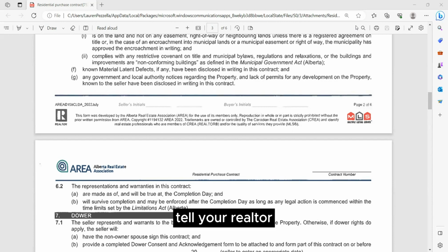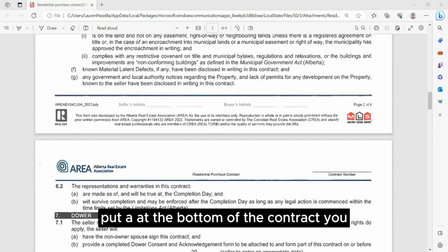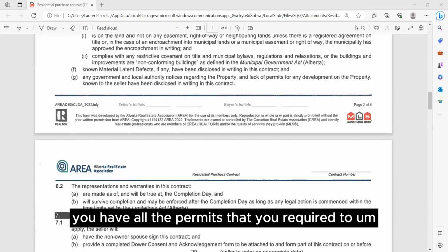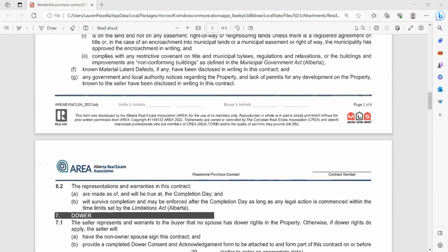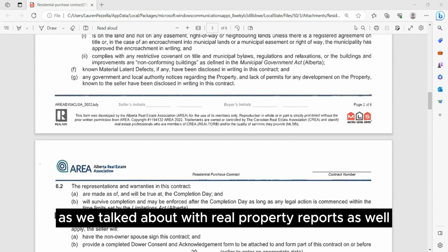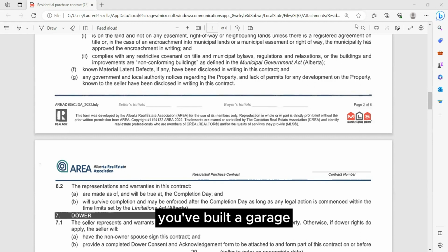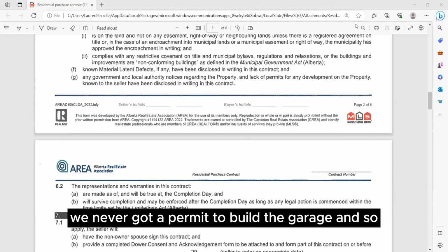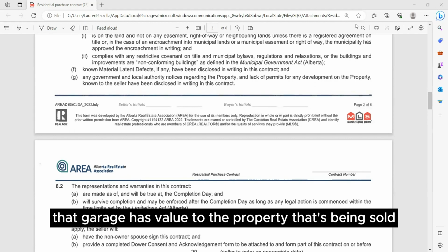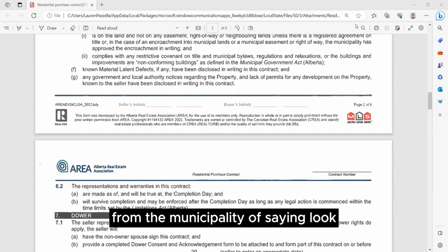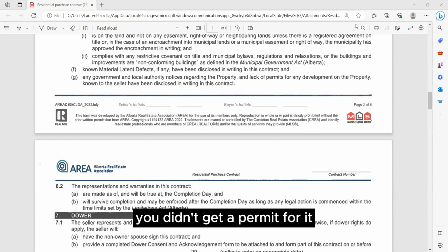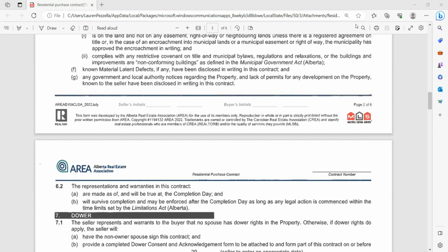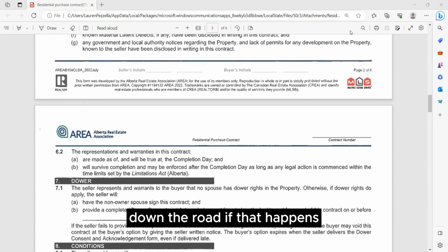Talk to your realtor, tell the other person, and put it at the bottom of the contract, where there's a section where you can write it in. And again, similarly, you have all the permits that you're required to have in relation to the property or development of the property. Again, that makes sense, as we talked about with real property reports as well. You've built a garage, but you never got a permit to build the garage. That garage adds value to the property that's being sold, and there's a potential for the municipality to say, look, unfortunately, you can't build this garage. You're going to have to take it down. You didn't get a permit for it. So then that decreases the value of the property, and that obviously causes issues down the road if that happens.